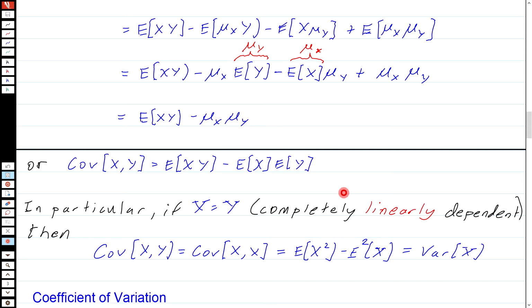And in fact, if we look at this equation that we've shown here, and we say, okay, let's let, I probably should have written it the other way around, let y equal x. In this case, y is completely linearly dependent on x. Then this equation becomes covariance between x and y is covariance between x and x, which is expected value of x squared minus expectation squared of x, which we know is the variance of x. So basically, if we have complete linear dependence and compute the covariance between x and itself, this is just the variance of x.